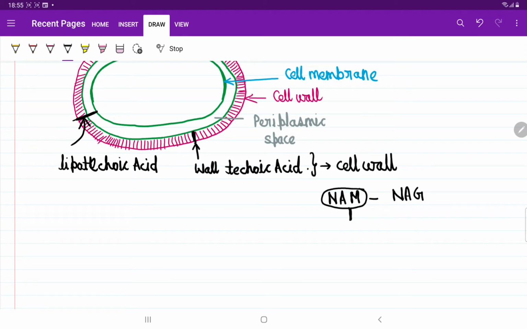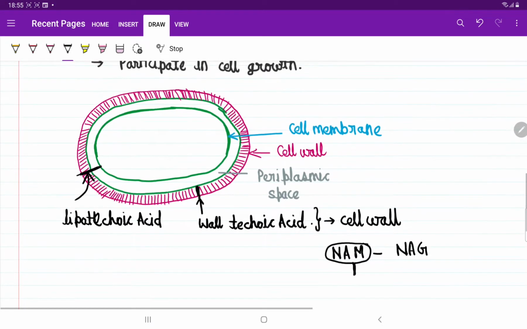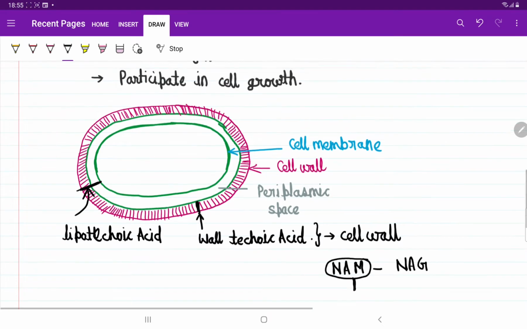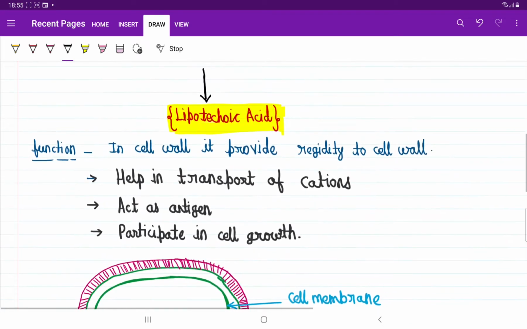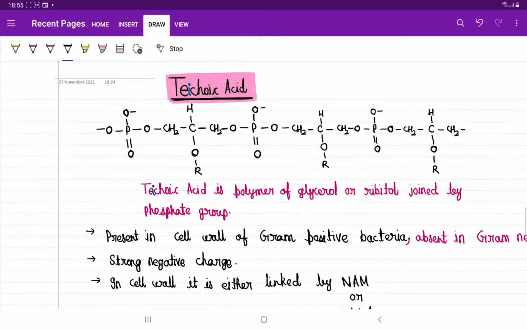But if it is lipoteichoic acid, this lipoteichoic acid will be linked with the lipid present in the plasma membrane of the cell, right? So this wall teichoic acid will be present only in the cell wall, and lipoteichoic acid will start from the cell wall and extend till the cell membrane. Fine. Now let's see the structure of this teichoic acid in detail.